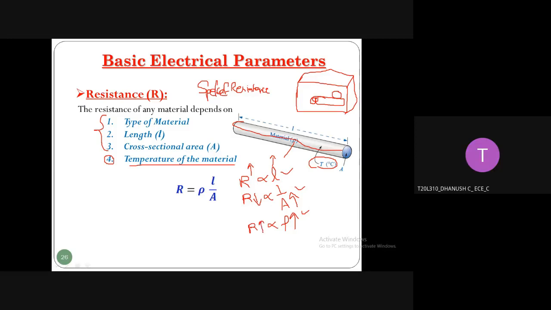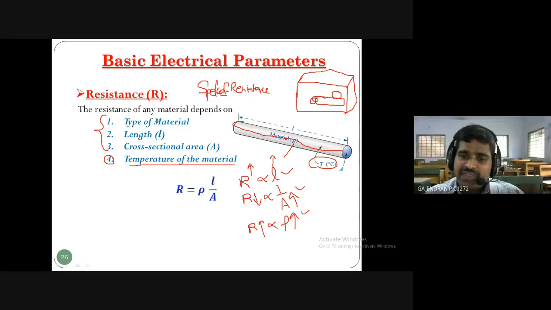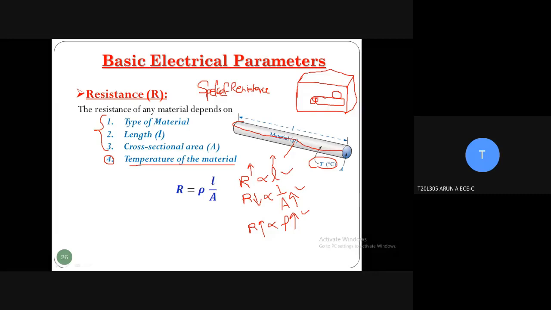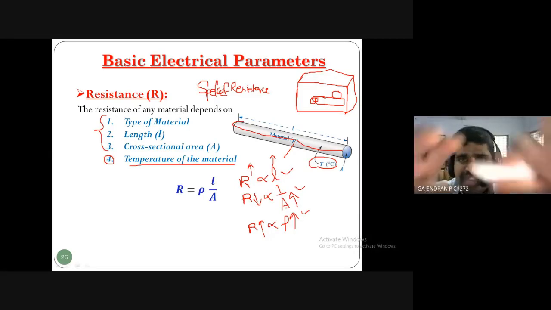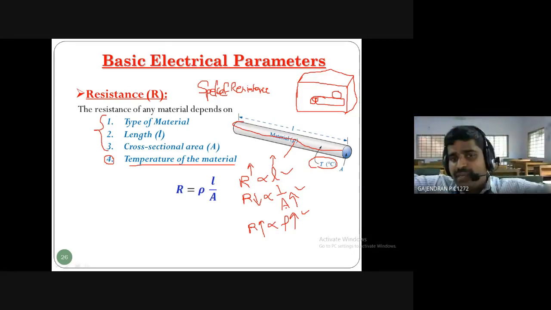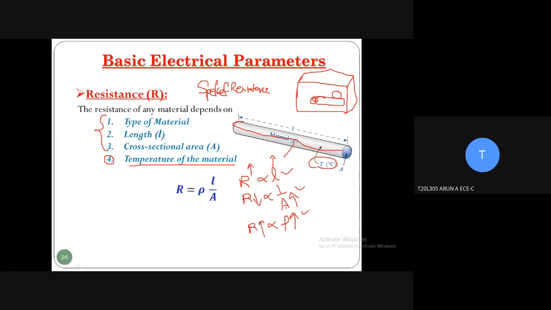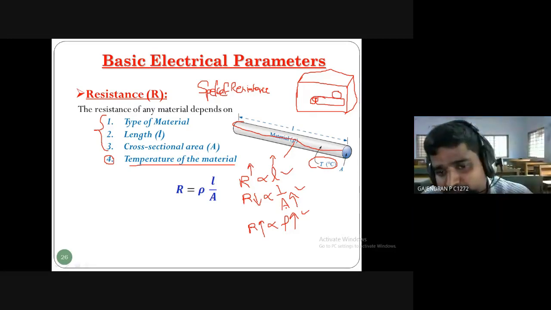Increasing the cross section means, in manufacturing, are we choosing the conductor length or the diameter? Dear students, please mute. Resistivity means the type of material you are going to choose. Do we choose copper or aluminum?